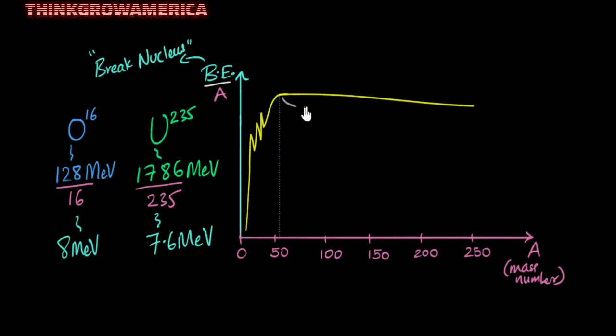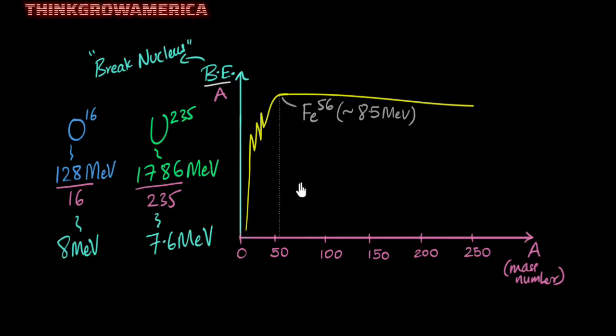iron-56. And that means iron-56 is the most stable element in the universe because it has the maximum binding energy per nucleon. And its value happens to be somewhere close to, these are all rough numbers, not exact, about 8.5, 8.6 mega electron volts. So the most stable element in the universe is iron-56.